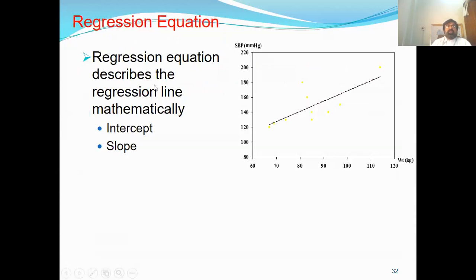A regression equation describes the regression line mathematically, with an intercept and a slope. The intercept is where the x and y axes cut each other. The slope is when one variable changes, there is a change in the other variable; it goes up and makes a slope. And the line which you draw between these two variables, the best fit line, where does it start? That is called the intercept of y.